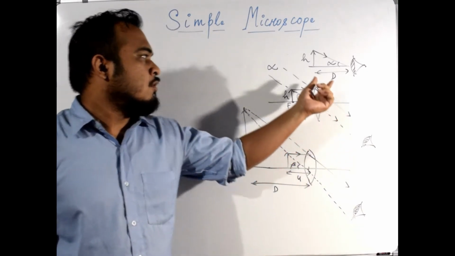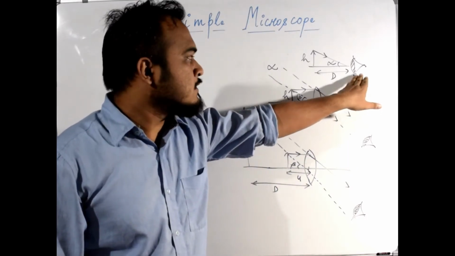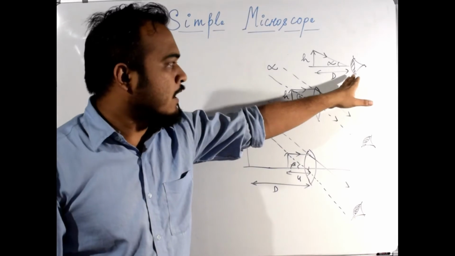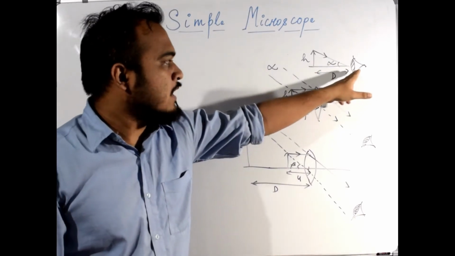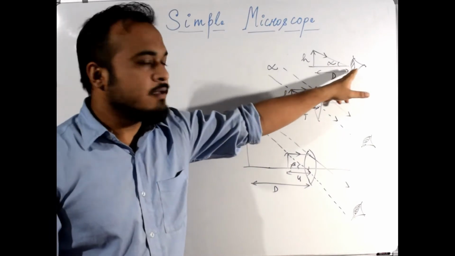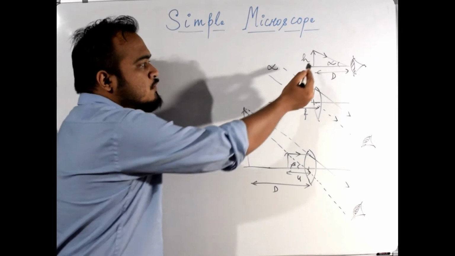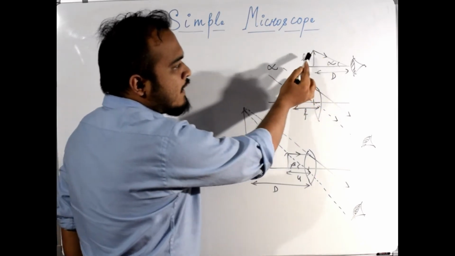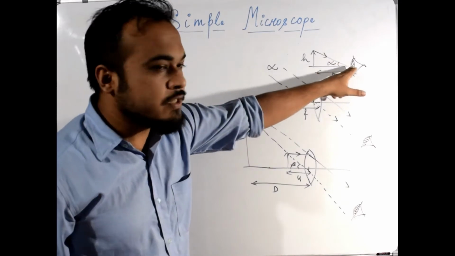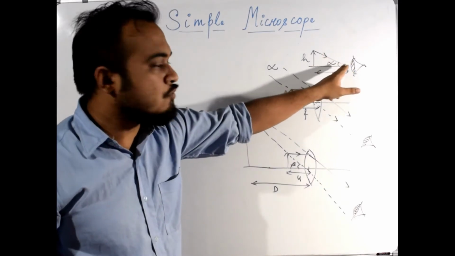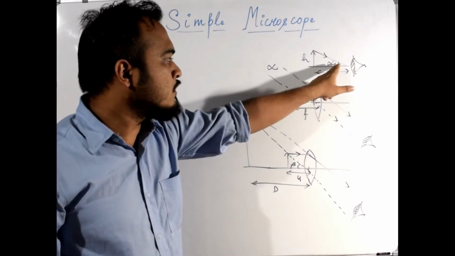At first, what we have drawn here is an eye seeing an object with a naked eye, that is, without any lens, which means without using any simple microscope. This object will make a particular angle to the eye. This angle we call alpha.